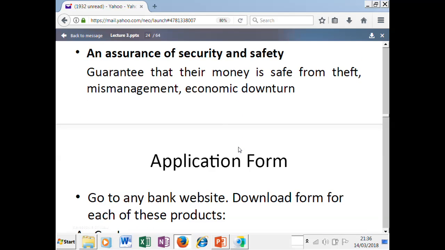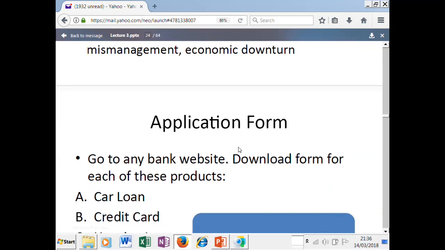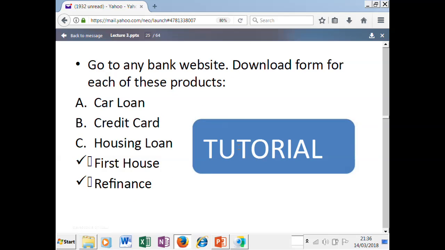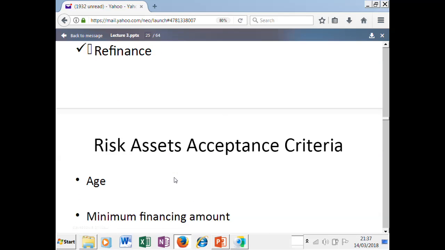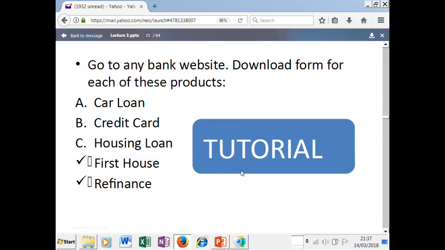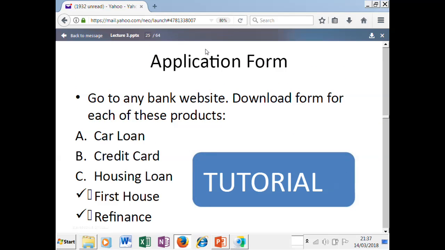And assurance of security and safety, guarantee that the money is safe from theft, mismanagement, economic downturn. And then firstly, you go to the application form, go to any bank website, download the form for each of these products: car loan, credit card, housing loan, first house, refinancing, first house, second house, third house pun boleh. Okay, this is tutorial. Pergi kat mana-mana bank punya website, dalam group tu lah. You carilah car loan, credit card, you tengoklah dia punya form tu.